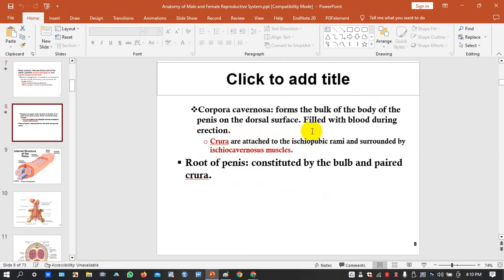Corpora cavernosa forms the bulk of the body of the penis on the dorsal surface. This is filled with blood during erection or when a man is aroused. Crura are attached to the ischiopubic rami and surrounded by the ischiocavernosus muscles. The root of the penis is constituted by the bulb and paired crura.